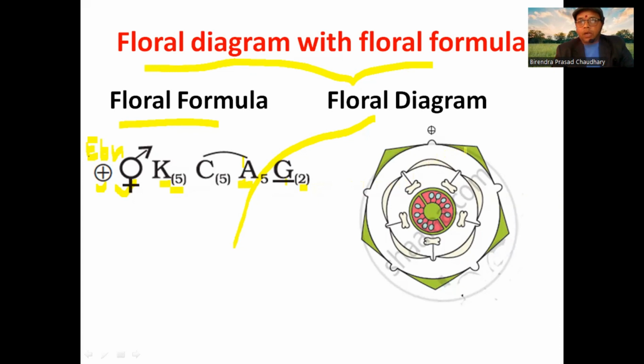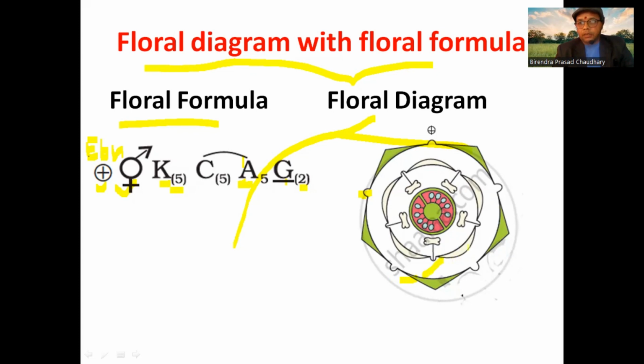This is the outermost whorl. The outermost whorl contains the 5 sepals. The 5 sepals are connected to each other like this. This is the connection. So these are called gamosepalous. And their estivation is either valvate or imbricate estivation.